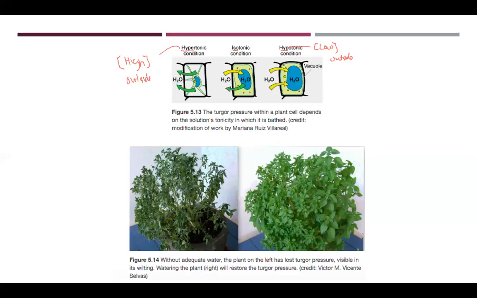Here in this figure, it's showing turgor pressure with respect to plant cells. It depends on the solution's tonicity. So with enough water over here, it's fine, but here it has lost its turgor pressure. So it's in this hyper condition. There's not enough water outside of the cell, so all the cell's water inside of it leaves and it wilts the plant. But if caught quick enough, this can be restored by watering the plant.